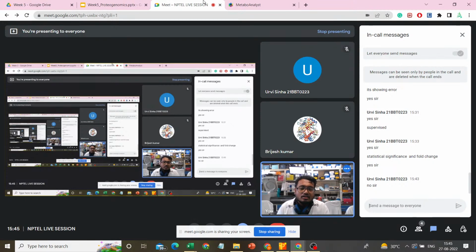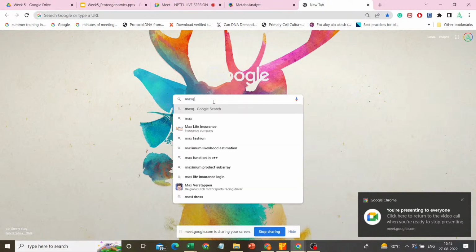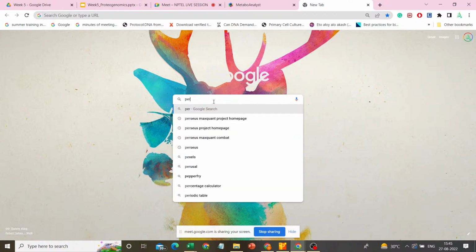Similarly, I would like to show another software that is also used heavily to analyze proteomics data, which is Perseus. I'll give you the link. You have to download and install it, and then you can do it.